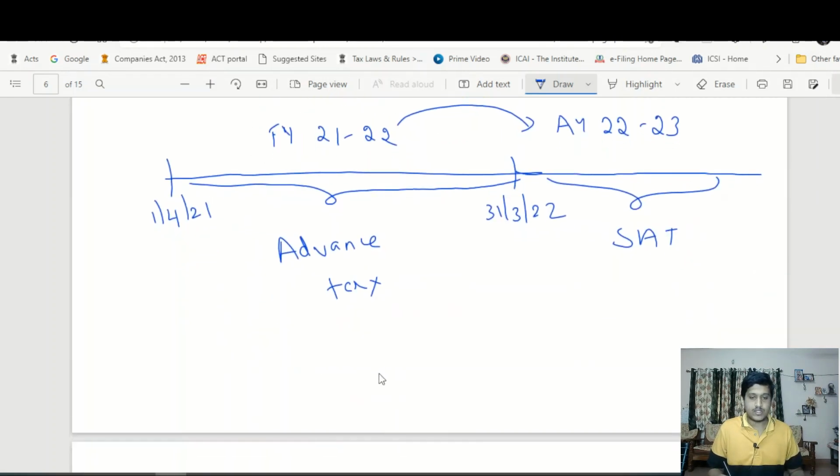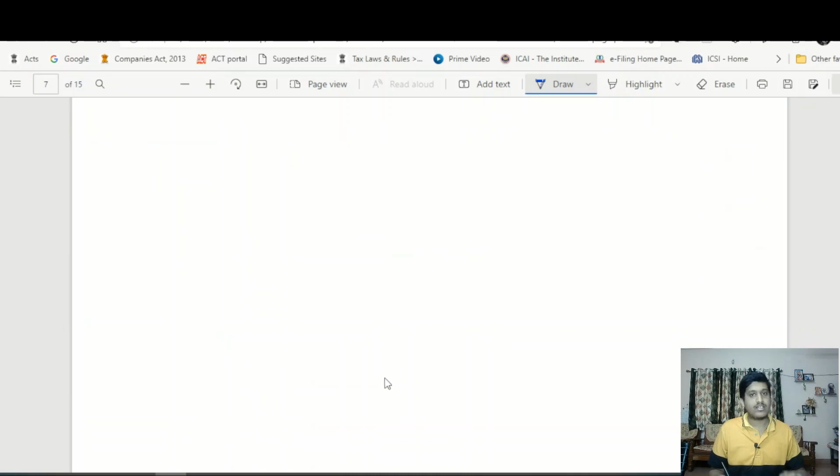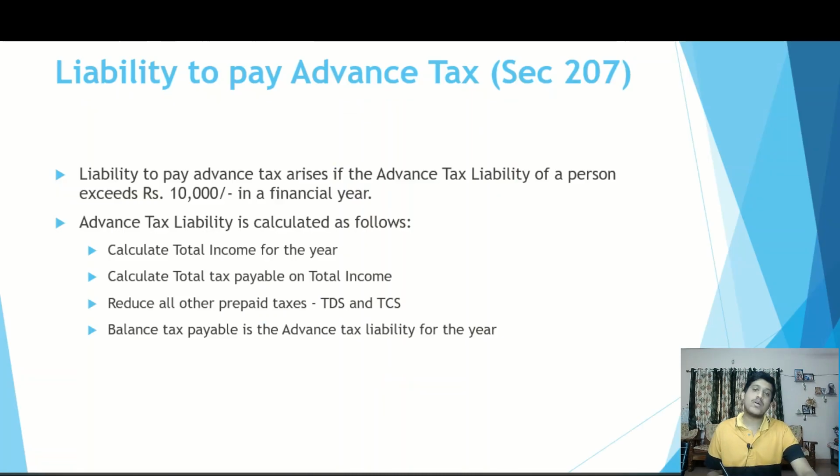So is advance tax payable by everyone? No. Let us see who has to pay advance tax. So basically, the liability to pay advance tax arises only if the advance tax liability of any person exceeds rupees 10,000 in any financial year. So now what is the advance tax liability?